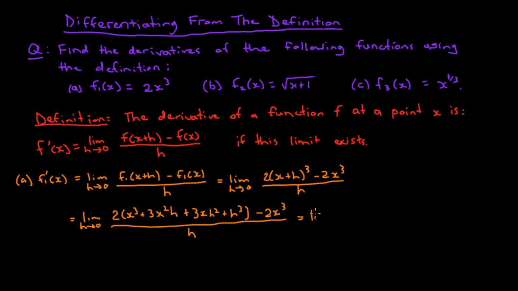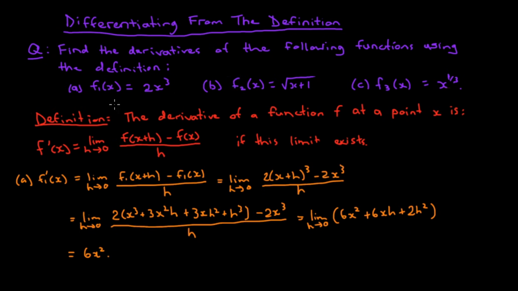So we get the limit as h approaches 0 of 2 times 3x squared, that's 6x squared, plus 2 times 3xh, that's 6xh, plus 2h squared, that's 2h squared. Okay, we can easily evaluate this limit now. The middle term goes to 0, so does the last term. So we just have 6x squared.